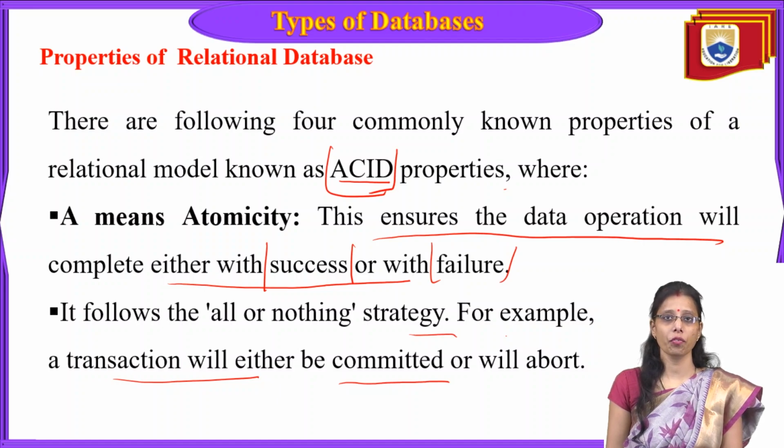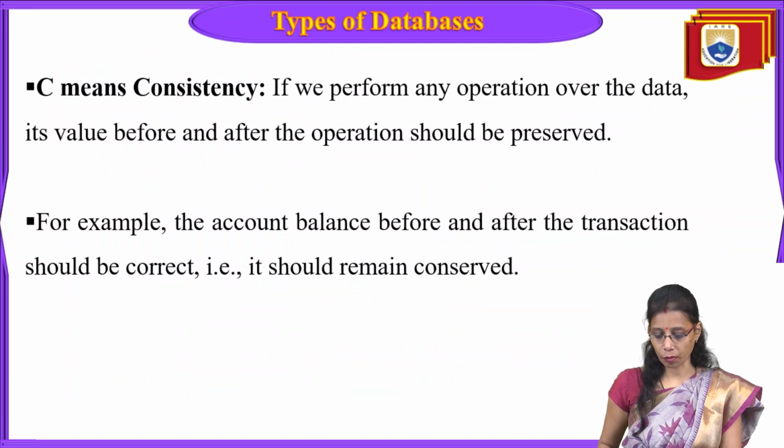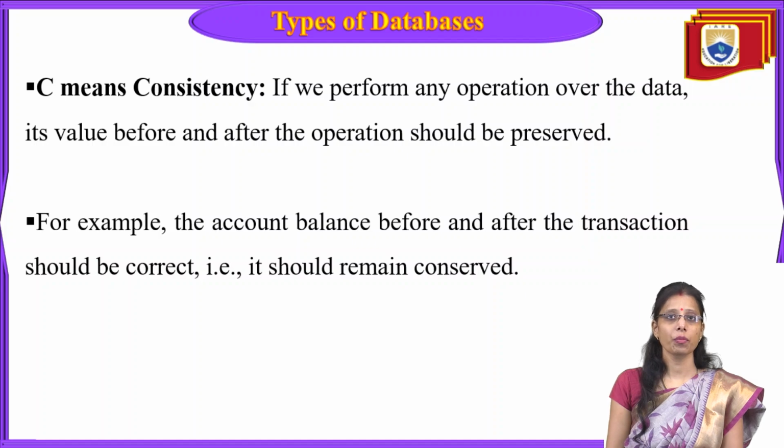So this type of property is called atomicity, the atomicity of the relational database. Now if we talk about the C, meaning consistency.